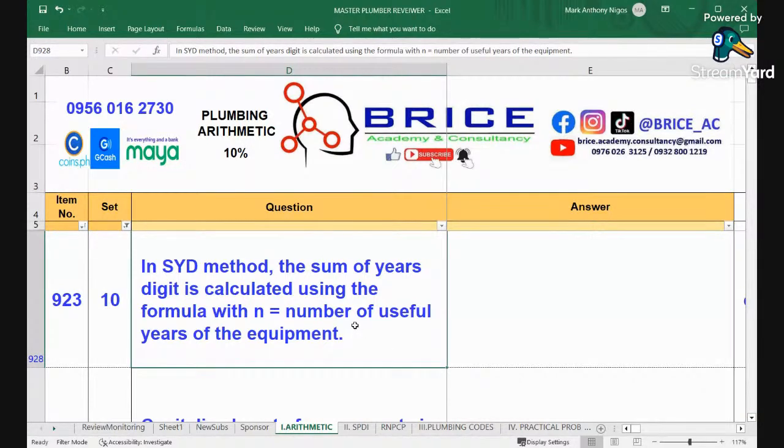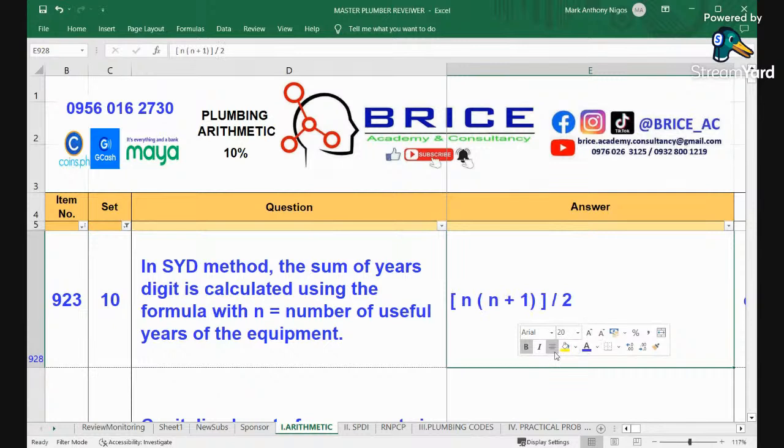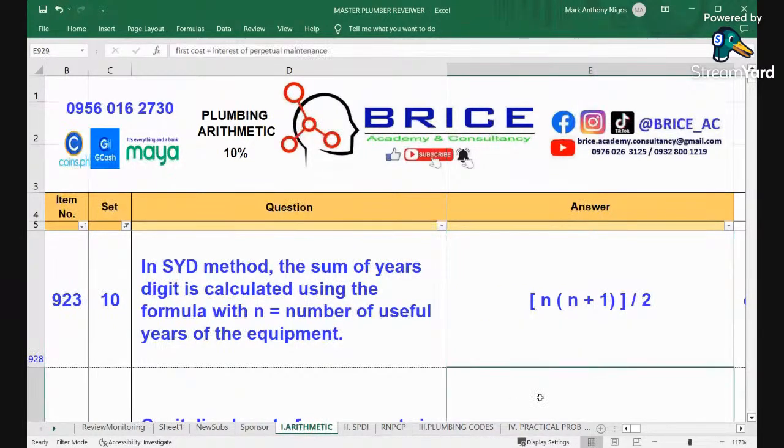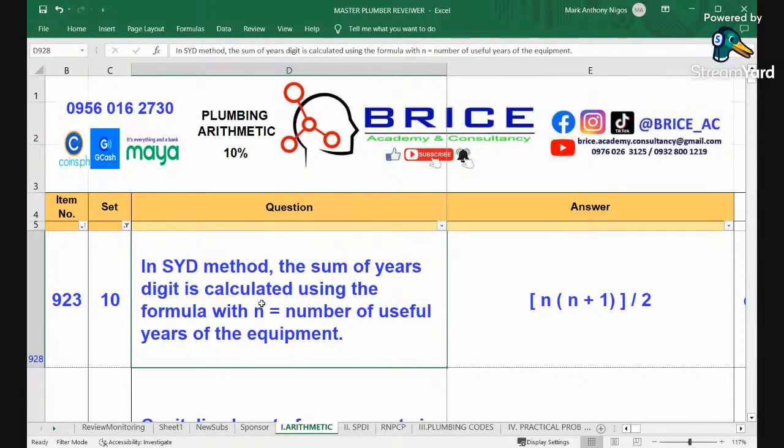923. And in SYD method, the sum of years digit is calculated using the formula with n is equal to number of useful years of the equipment. The answer is the quantity of n times the quantity of n plus 1 over 2. So, in the sum of years digit or SYD method, the sum of years digit is calculated using formula with n is equal to number of useful years of the equipment. The formula is the quantity of n times the quantity of n plus 1 all over 2.